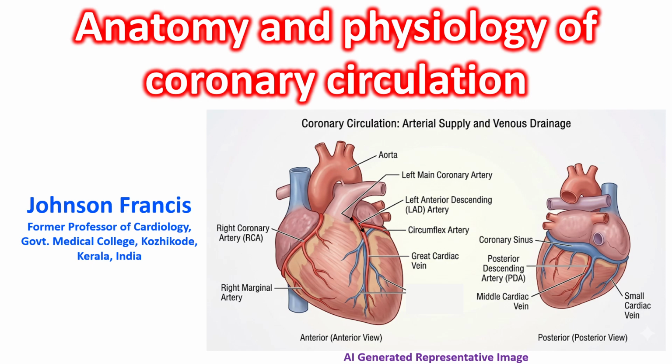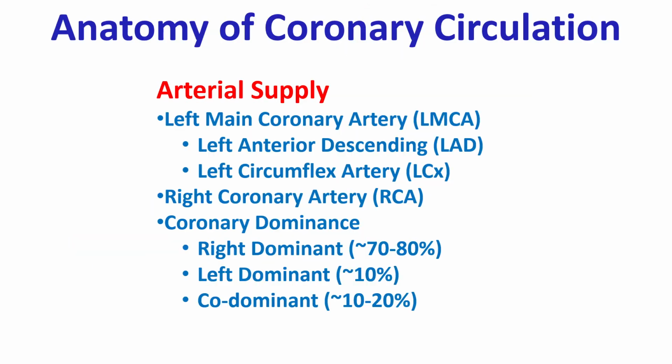Here is a comprehensive breakdown of the anatomy and physiology of coronary circulation. The coronary circulation consists of the blood vessels that supply the heart muscle, that is the myocardium, with oxygen and nutrients, and those that remove deoxygenated blood. It is primarily divided into the arterial supply and venous drainage.